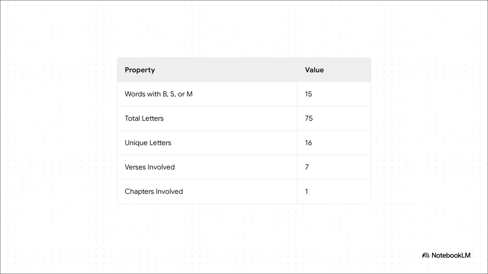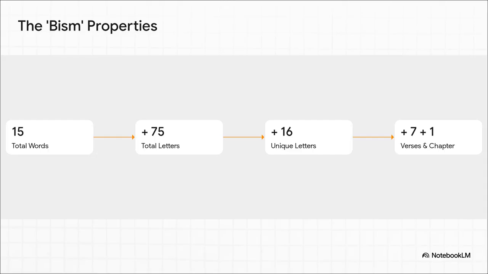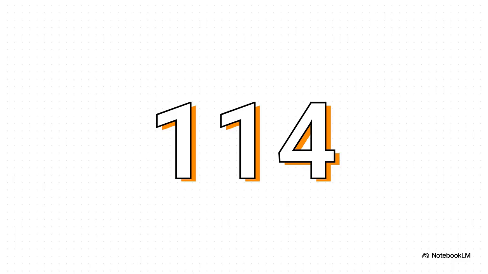The very first word of the Quran is bism, which is made up of the letters B, S, and M. So, what if we go back to our 24-word section and find every single word that contains any of those three letters? When we do that, we find 15 such words. These words are made of 75 letters total, with 16 unique letters, and they're found across 7 verses in that first chapter. Okay, so for the last time, let's add up this third, totally independent set of numbers. We've got 15 plus 75 plus 16 plus 7 plus 1. What does this final calculation give us? It's 114. Again. That's 3 times.